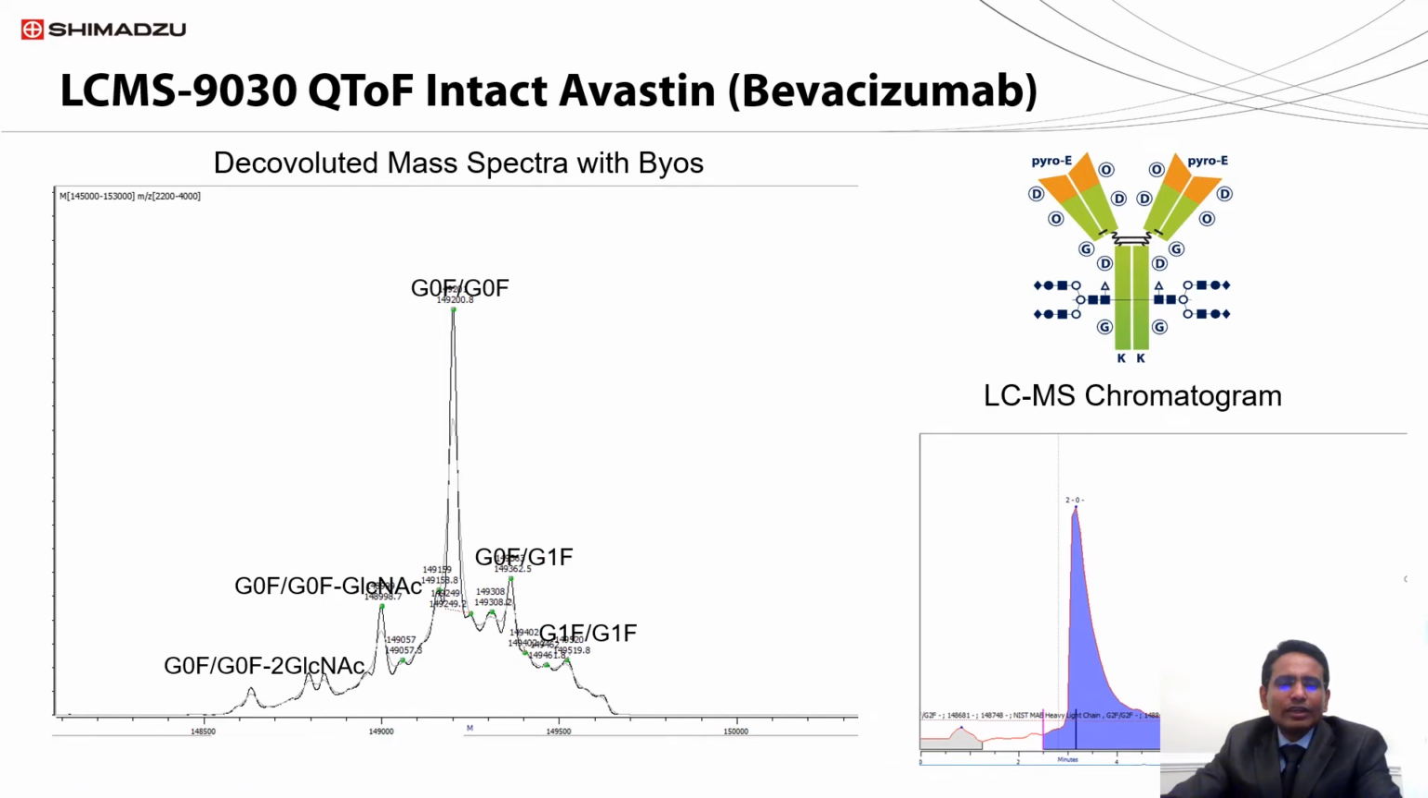We also analyzed Avastin mAb. Here is the deconvoluted mass spectra with BIOS. You can see the peak numbers are fewer than the NIST mAb because this is the therapeutic mAb. Here is the LCMS chromatogram, and the upper is the structure of Avastin mAb.